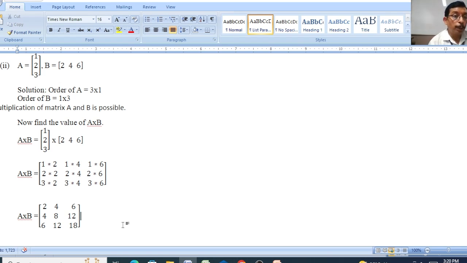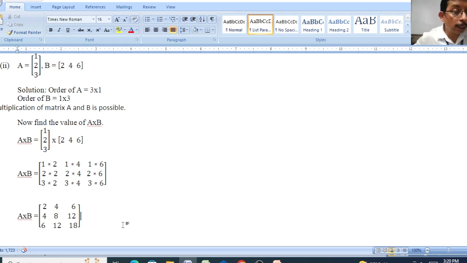elements in the new matrix. After that we take the second row and, with a similar procedure, multiply it by each column of the second matrix. Then we receive the second row elements of the new matrix. After that we take the third row and multiply it by each column of the second matrix. Then we receive each element of the third row of the new matrix. Is it clear, everyone? One by one, row multiplied by column. Then we receive the elements of the new matrix. This is the procedure of multiplication.